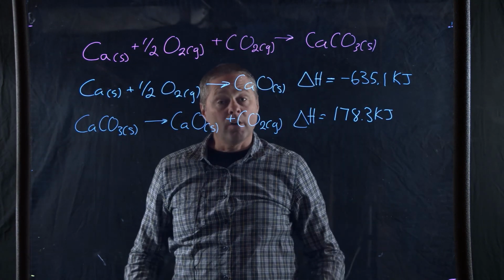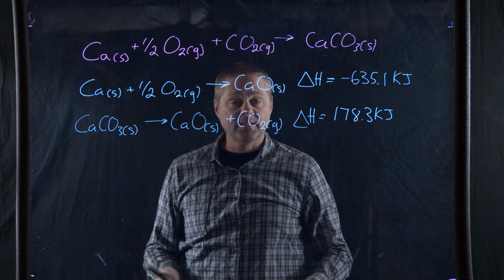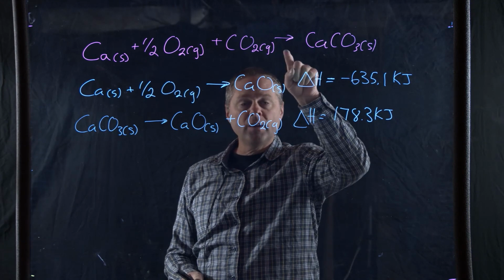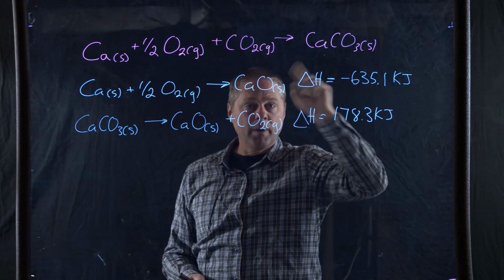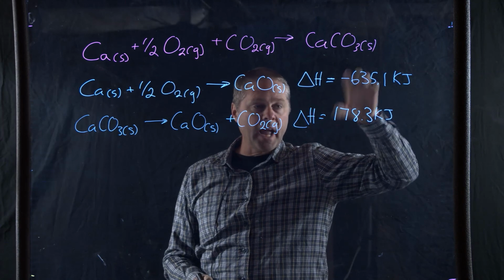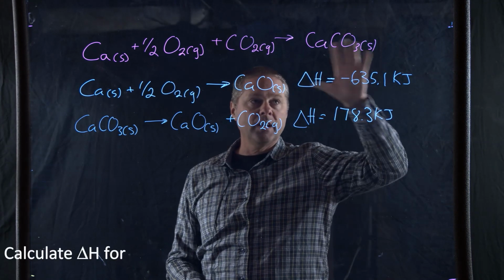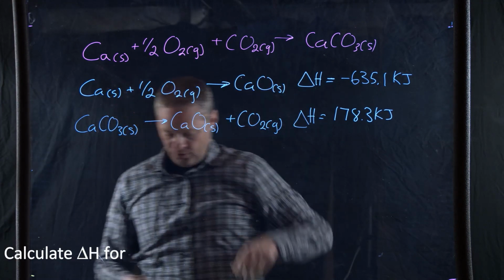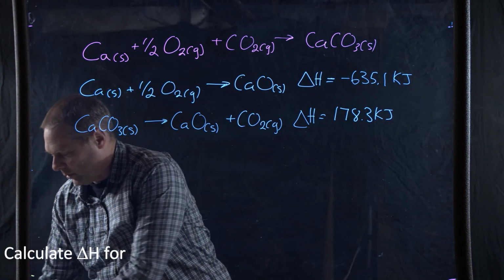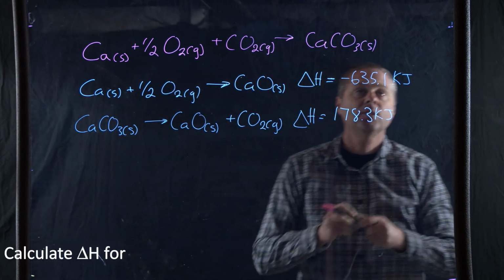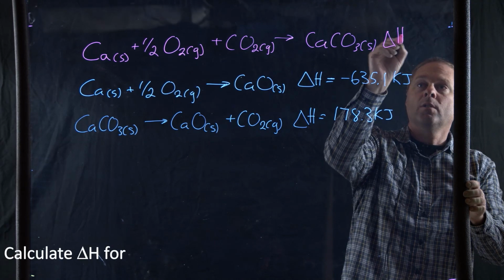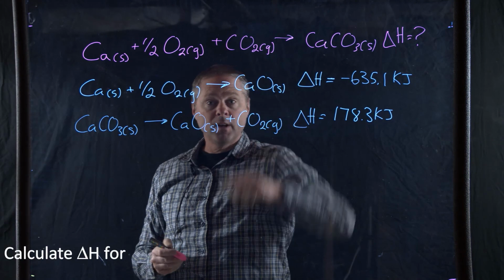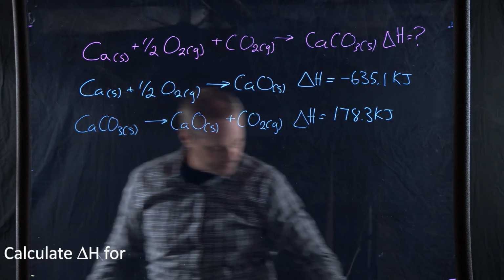All right, for this problem, we're dealing with Hess's law. What we want to do is arrange the equations in blue to create the equation in pink. Once we get that done, we'll add up our delta H's, and that will tell us the enthalpy of this reaction. The question says, calculate delta H for the reaction above. We need to calculate delta H because we do not know what it is, but we're going to calculate it from the blue equations.